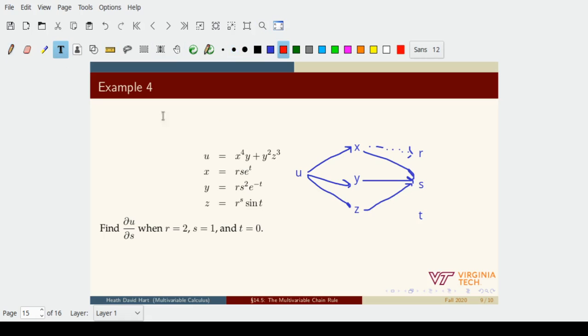So the derivative of u with respect to x is 4x cubed y. The derivative of u with respect to y is x to the fourth plus 2yz cubed. And the derivative of u with respect to z is 3z squared y squared, or 3y squared z squared.